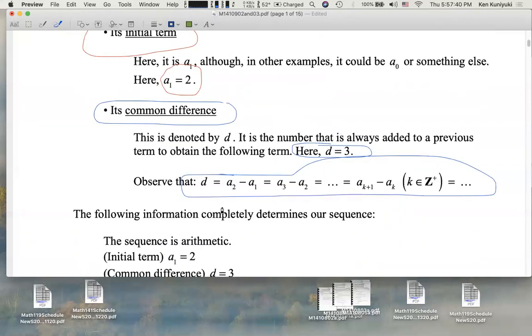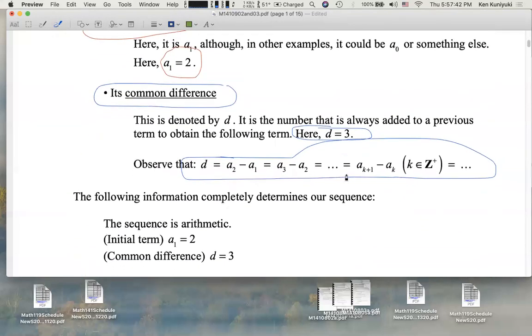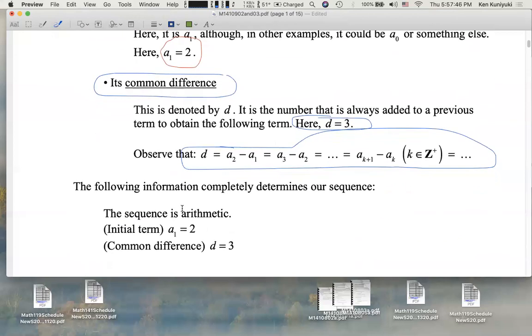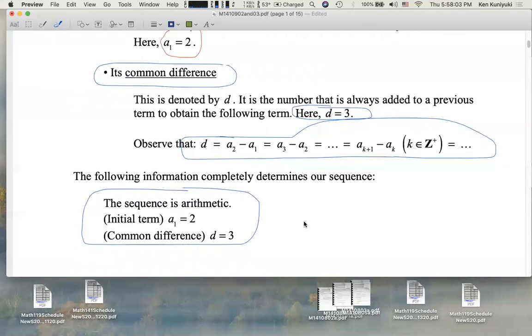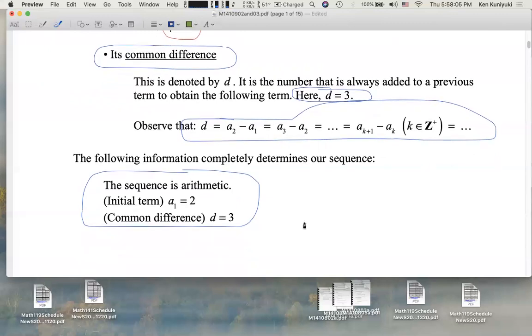All right. Sometimes one of these is easier, depending on the numbers. So the following information completely determines our sequence. If I tell you the sequence is arithmetic, the initial term is a sub 1, which is 2, and the common difference is 3, then you should be able to figure out, in principle, any term in the sequence. Although it may take some time.